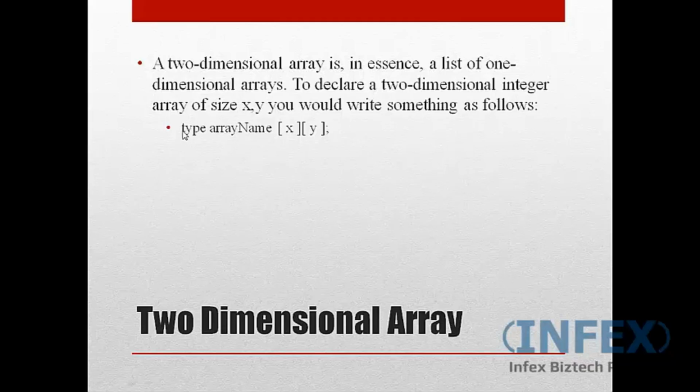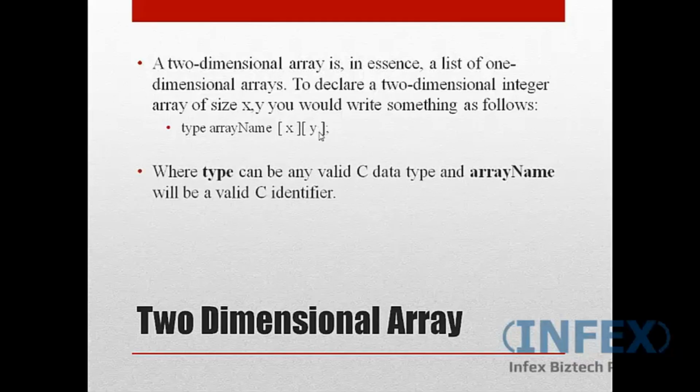You have to write the type, which is the type of the array. After that, the array name. As per your need, you can write your array name here, and then in a square bracket the size of the first dimension, and in a second square bracket the size of the second dimension, where type can be any valid C data type and array name will be a valid C identifier. The first square bracket in a two-dimensional array is the row and the second is the column.